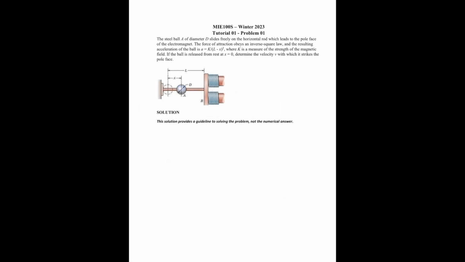All right, so starting with our first problem, we've got a steel ball A of diameter D sliding freely on the horizontal rod leading to the pole face of the electromagnet. The force of attraction obeys an inverse square law, which means the acceleration of the ball is going to be this function over here, where k is the measure of the strength of the magnetic field. If the ball is released from rest at x equals 0, determine the velocity v with which it strikes the pole face.